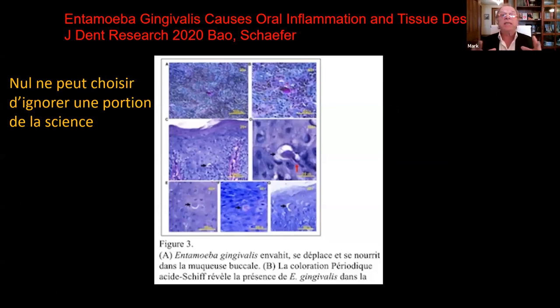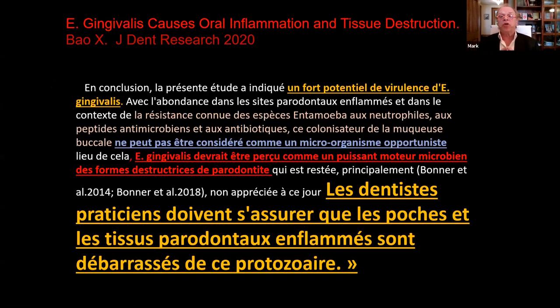Here is the article from Bao and Schaefer in 2020 showing amoeba within the epithelial cell layer. So we cannot ignore this invasion from protozoan amoeba. So in conclusion, we can say Entamoeba gingivalis has a virulence potential, and dentists should be careful not to leave any of those within the periodontal, inflamed tissue. It should be out of the sulcus if you want to cure the patient.